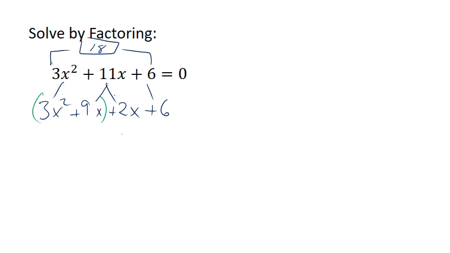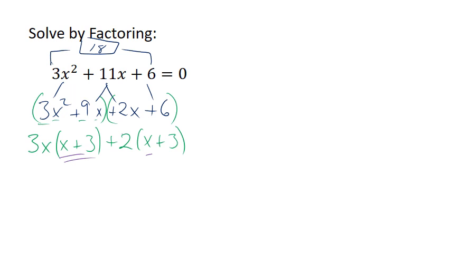I'm going to group the first two and group the second two. First two have a common factor of 3x. Notice they both have 3 and they both have an x. So that leaves me with x plus 3. And then in my second group, I have a common factor of 2, which leaves me once again with x plus 3. And this is exactly what's supposed to happen. These two are supposed to be the same. So I have one factor that's x plus 3. My other factor is 3x plus 2.